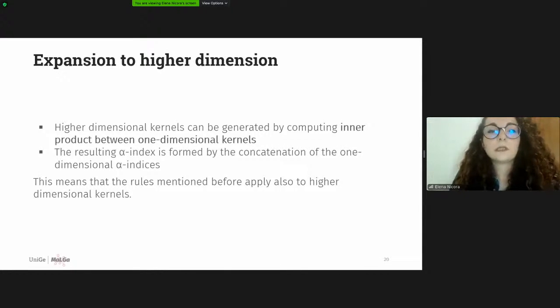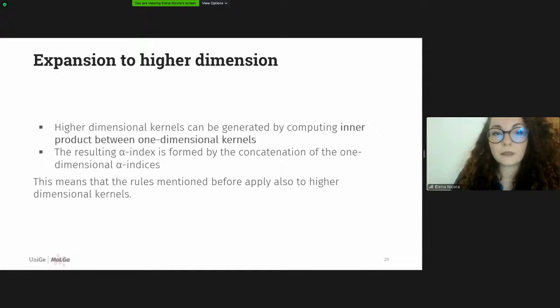So as I said before, the higher dimensional kernels can be generated by computing the inner product between one-dimensional kernels. The binary tree that we saw before is the base for every type of kernel that we need. Also, the alpha index of the higher dimensional kernels is the concatenation of the alpha indices of the one-dimensional kernels. So this means that all the rules that I said before apply also to higher dimensional kernels.